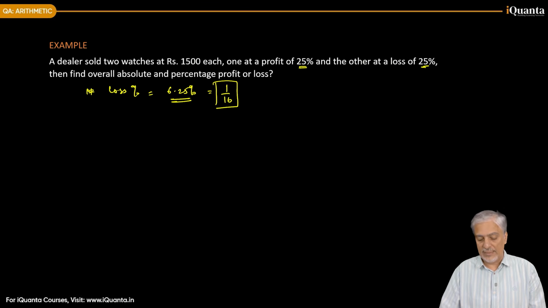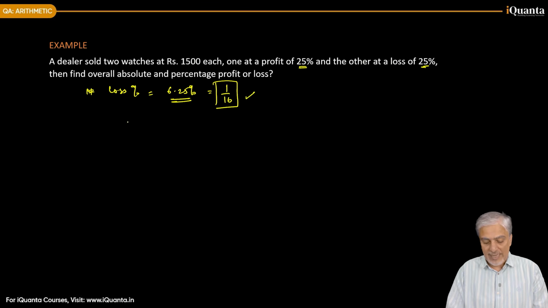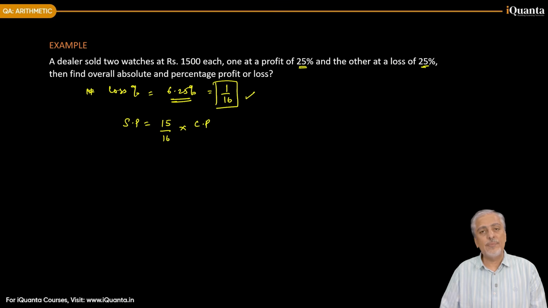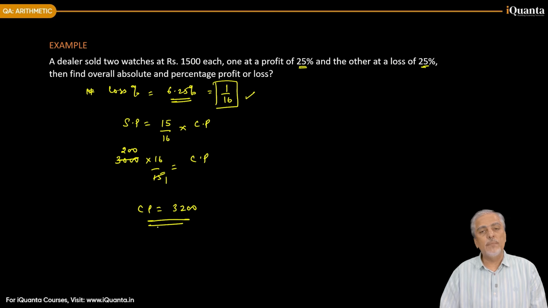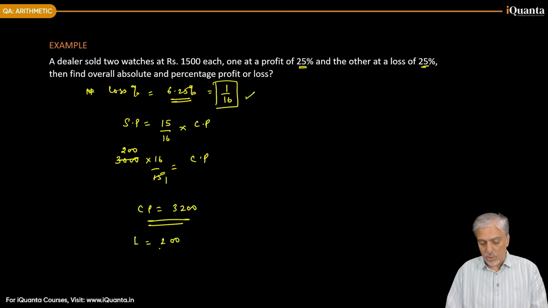Now, how do I use this? If my loss is 1 by 16, can I say my selling price is 15 by 16 of the cost price? My selling price is 15 by 16 of the cost price. So the total selling price was 3,000. Multiply by 16 by 15 of the cost price. 15 twos are 30, 200. And hence my cost price will become 3,200. My selling price was 3,000. Cost price is 3,200. And therefore the loss would be 200 rupees.